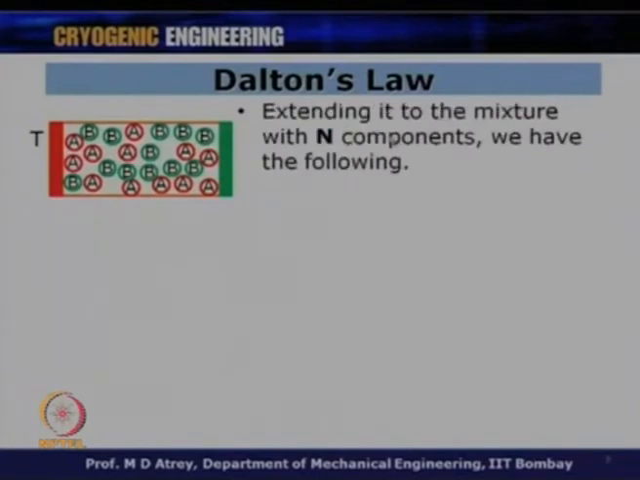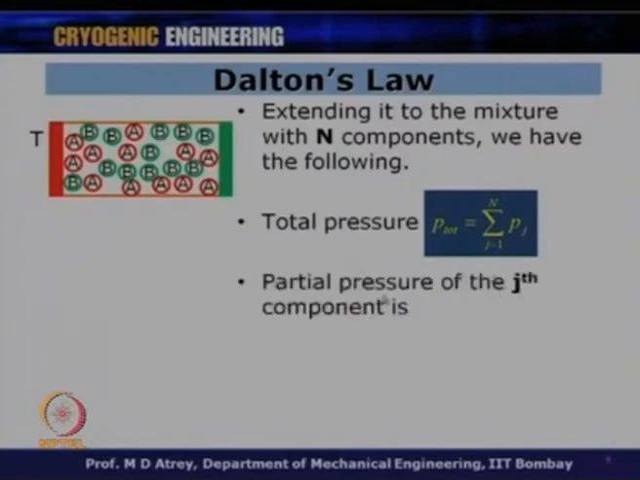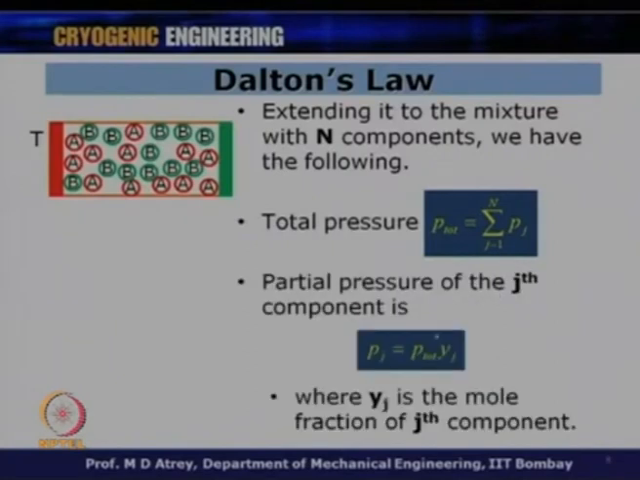Extending it to a general statement for a mixture of n components, we will have the following: the total pressure P total is equal to the sum of Pj, where j ranges from 1 to n, for an n-component mixture. I think this is very simple and clear. And the partial pressure of the jth component is given by Pj is equal to P total times Yj.